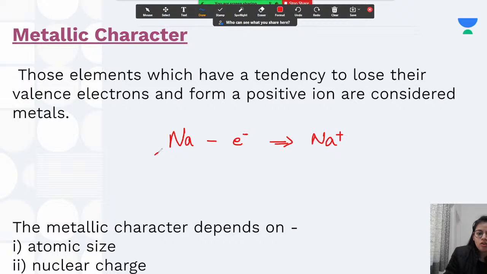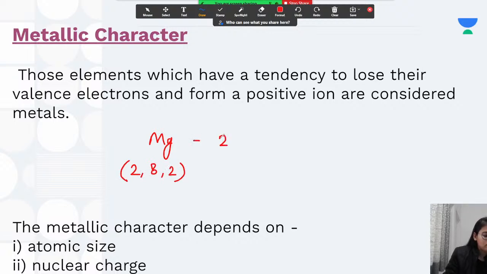Which means the configuration here is 2,8,1, which is the atomic number of sodium. Now the configuration is 2,8. Similarly, if I take the case of magnesium, it has the configuration of 2,8,2. Now it will readily give its 2 electrons, which makes it a positive ion. And the configuration will be 2,8.